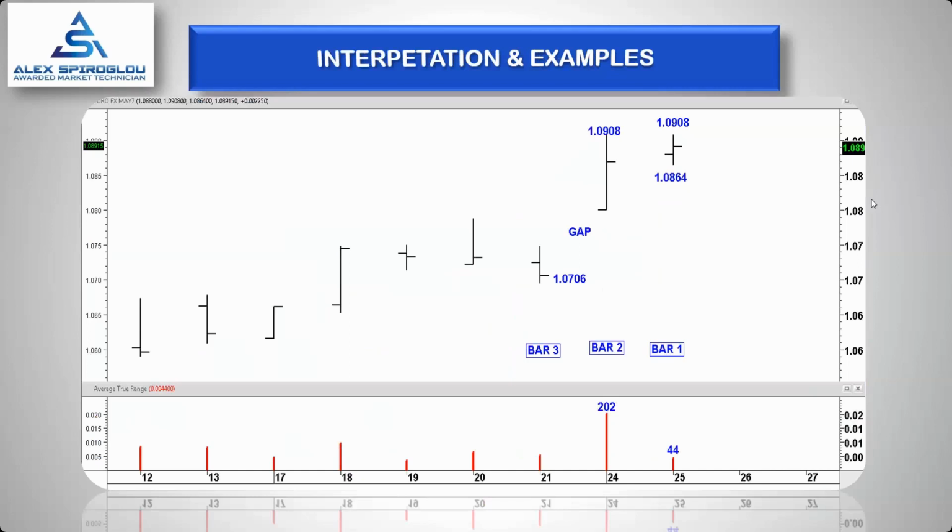Again, here are some more examples. Bar 3, and then you have bar 2, there's a gap. So its true range is 202 pips. This is the EUR/USD chart. And bar 1 has a range of 44. This is how it would look on a chart. You would measure the true range for each bar. So for bar 2, 202 pips, a large range bar, and then the next day an inside bar, 44 pips.